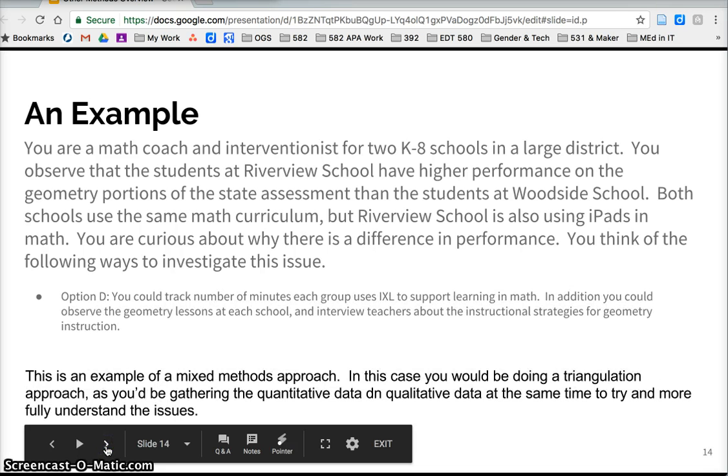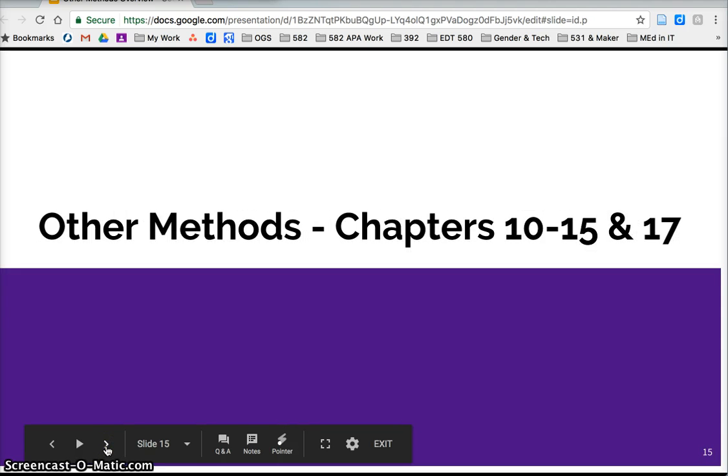And then in option D, this would be a mixed methods. You would be doing a triangulation probably in this approach. You'd be gathering the quantitative data and qualitative data at the same time to try and more fully understand the issue.